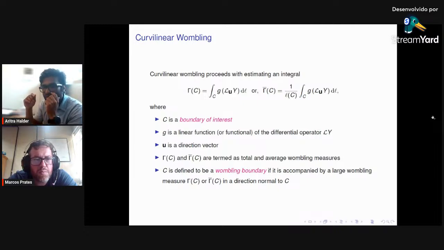Because that's how you measure the length of curves. So this imposes another condition on the curves that you're working with, that they should be of finite length. They can't be infinite in length, ranging across this entire geographic space that you're working with, all right? And most curves that you work with are of finite length. So this is not really a far-fetched assumption. So if the value of gamma C or gamma bar C is large, we say C is a wombling boundary, or C is a boundary of interest, right?